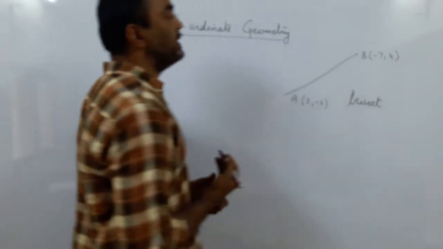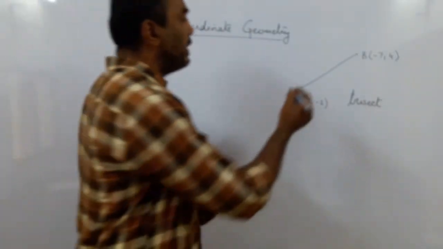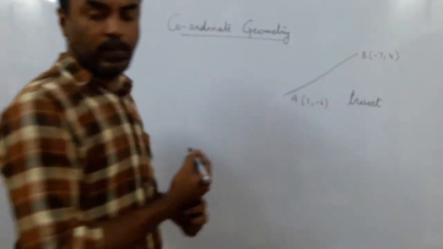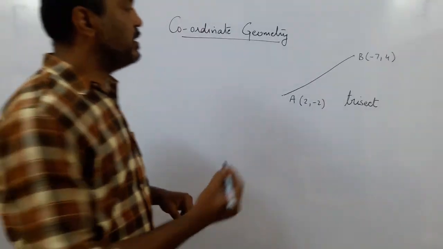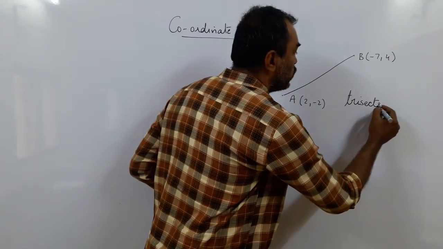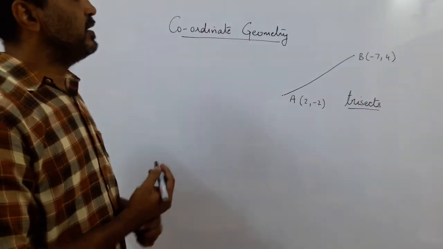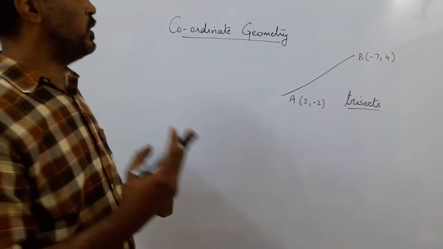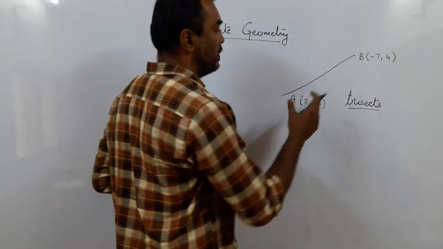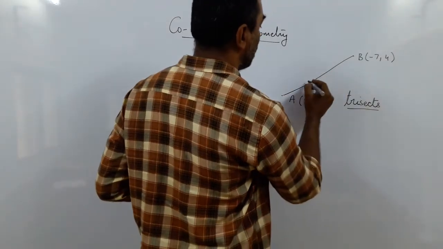What is the meaning of the word bisect? Bisect we did. It divides AB into two equal parts. That is the midpoint. It bisects. But here you have to find the 2 points which trisect. What is the meaning of trisect? It cuts AB into 3 equal parts. So there have to be 2 points now. There will be 2 points.